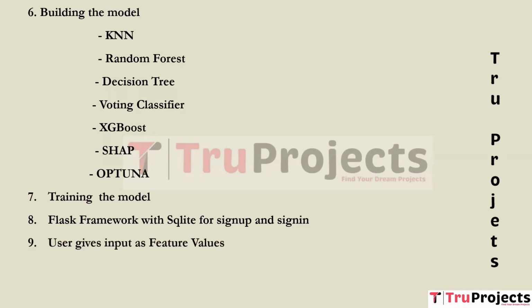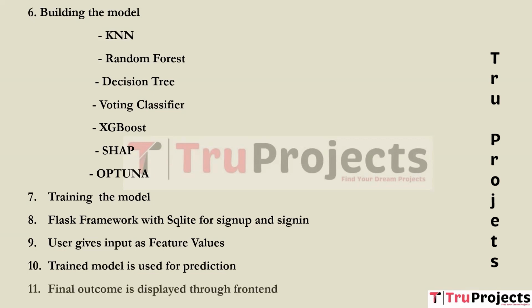User gives input as feature values. Here, the user gives the required feature values through the web interface, which are collected for prediction. Train models used for prediction. The trained machine learning model selected from the previous steps is employed to predict the outcome based on the user's input feature values. Final outcome is displayed through the frontend.